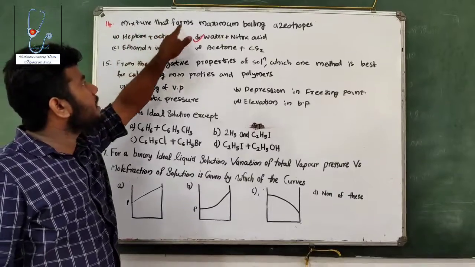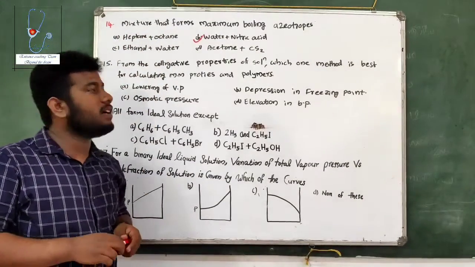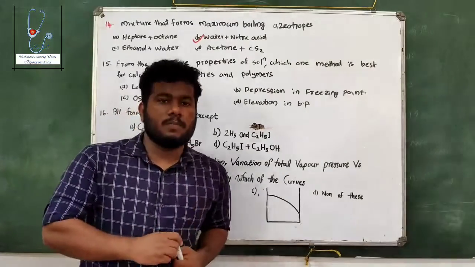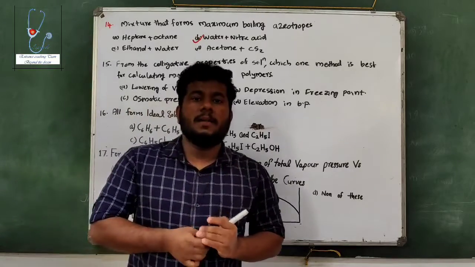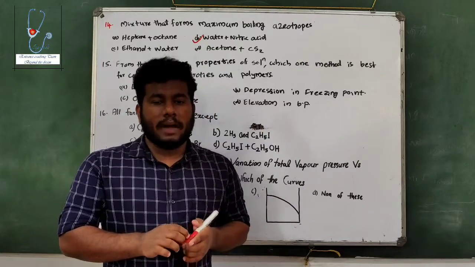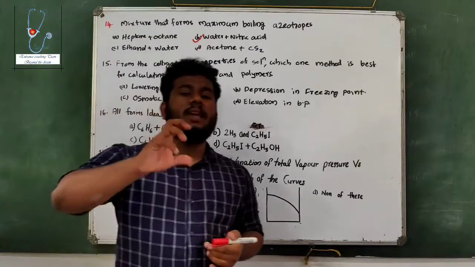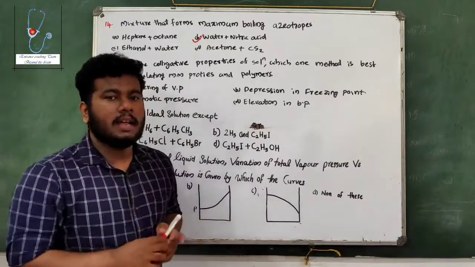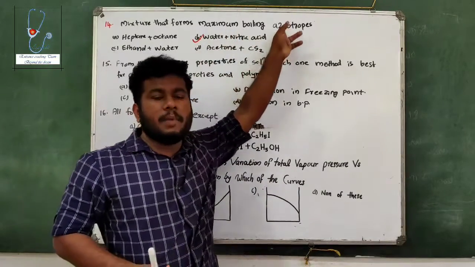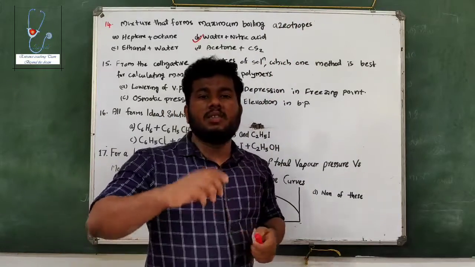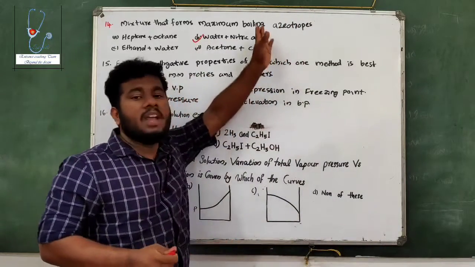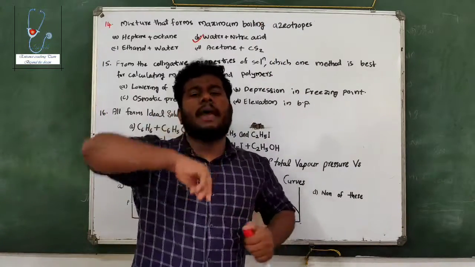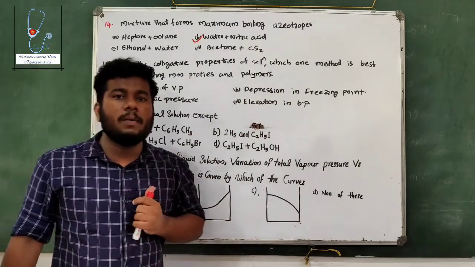14th question. Mixture that forms maximum boiling azeotrope. We know that. What is an azeotrope? Azeotrope is a binary mixture having the same composition in liquid phase and vapor phase, and it boils at a constant temperature. There are two types of azeotropes: maximum boiling azeotrope and minimum boiling azeotrope.